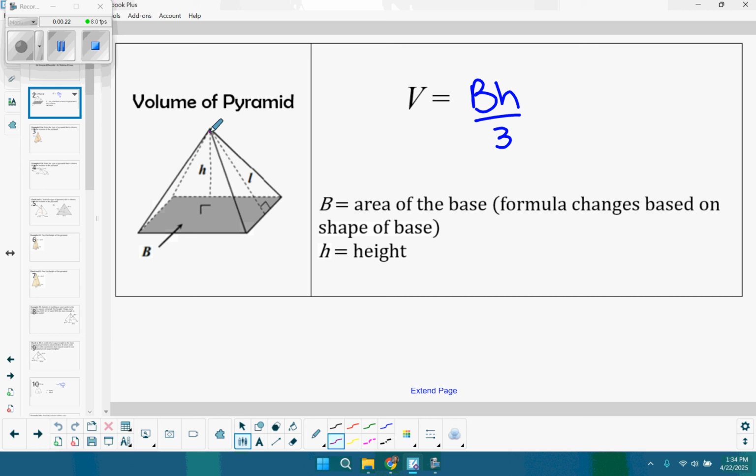You'll notice the height is going to be from that common point straight down to the center of the base. There's an L on the side here that actually stands for slant height. We're not going to use it for the volume. That's actually used for surface area.